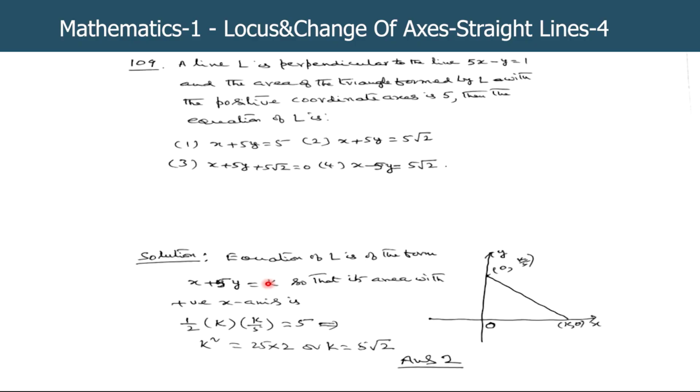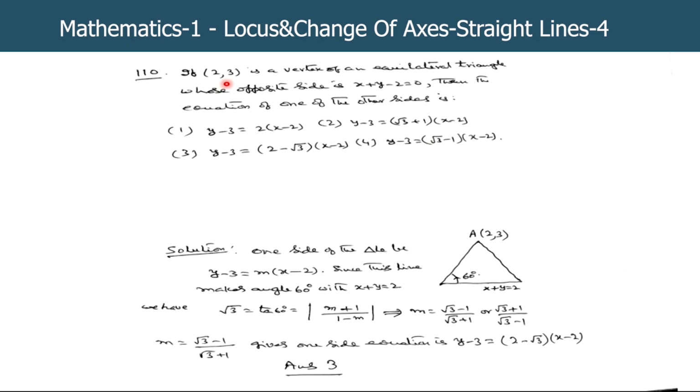So positive axis means intercepts are positive. Understand? So that's why k is equal to 5 root 2. k cannot be minus 5 root 2, because minus 5 root 2 means it meets the negative axis. Okay. So the correct option is option number 2.